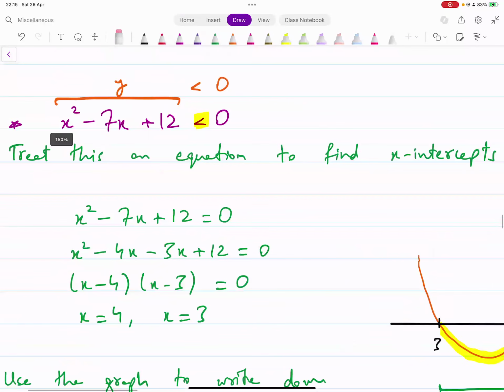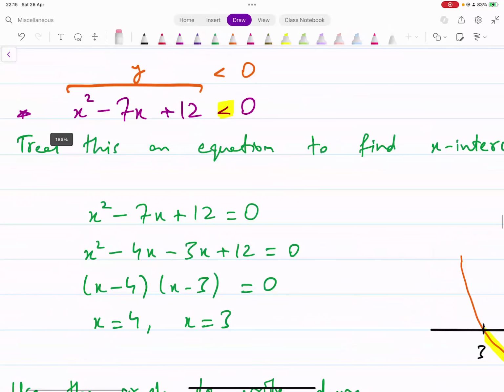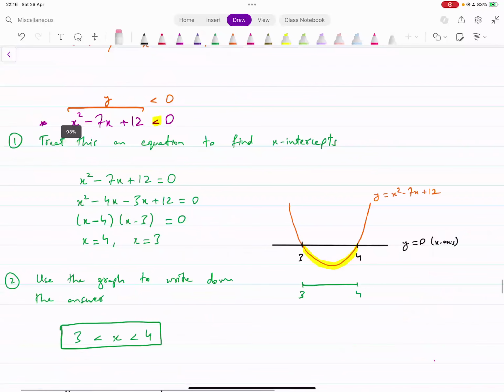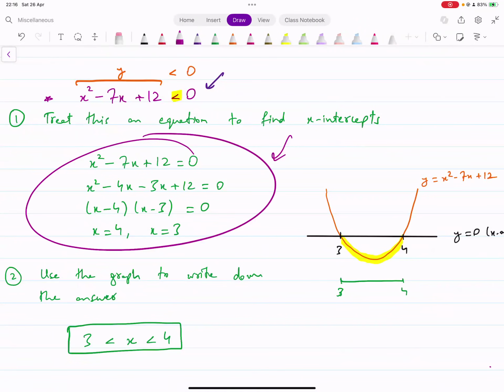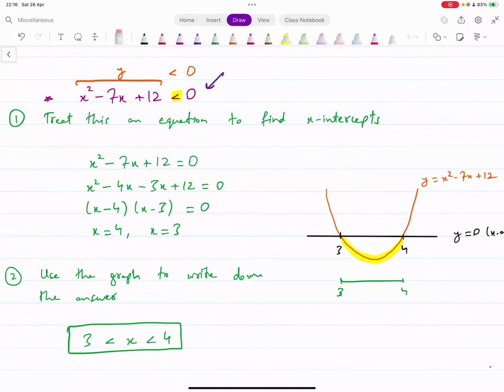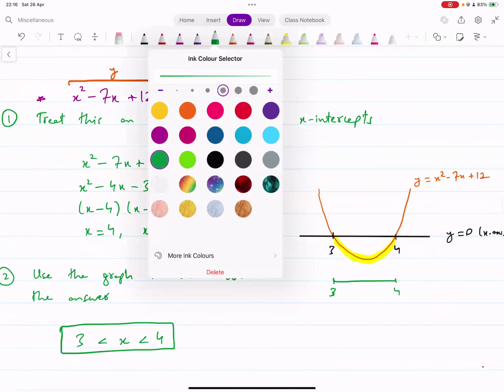Whatever inequality it is that you have to solve, what you do is, first of all, you treat this as an equation and find its x-intercepts. So remove the inequality sign, treat this as an equation. You know how to solve the equation. You can solve it like this. Find the values of x that you get from that. Now it's a U-shaped curve. Draw that U-shaped curve and think about it.